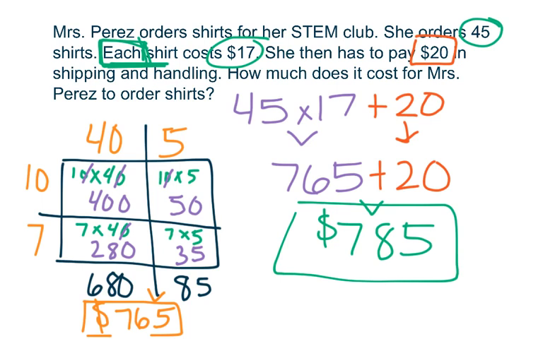We had two steps to this problem. We first had to multiply, and then we had to add. We looked at our word problem, identified what we were doing, wrote out our equation, and then solved our equation. That's really the important step to solving these problems, is to identify what we have to do. Let's take a look at our next problem.